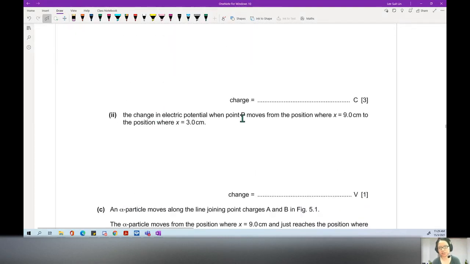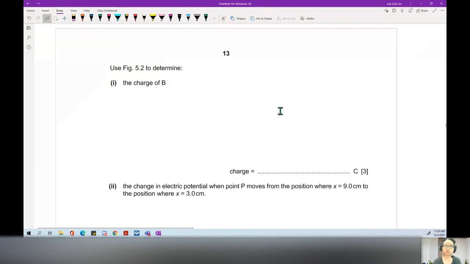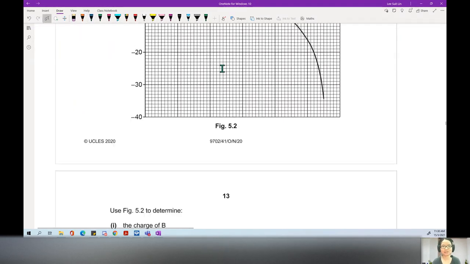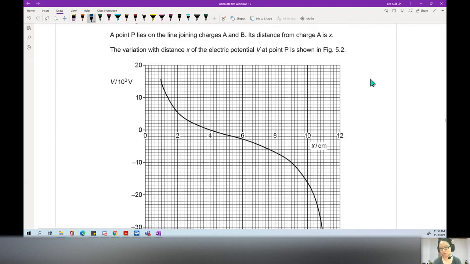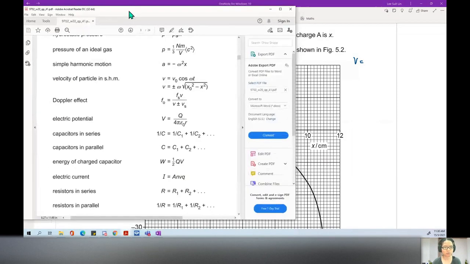The change in electric potential when P moved from 9 to 3 cm. Okay, we are straight away going into level 3 now. Because you cannot plug and play what you want to plug. Miss, I know the equation. Sure, we can actually find the equation in your list of formula. Let's go check it out. List of formula. Where is electric potential? There. Q over 4 pi epsilon naught R.